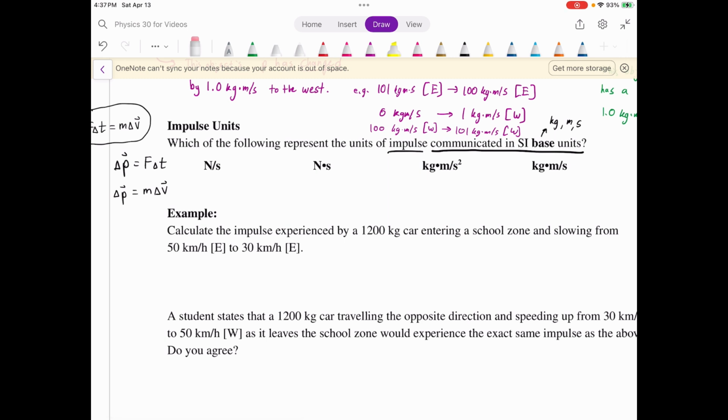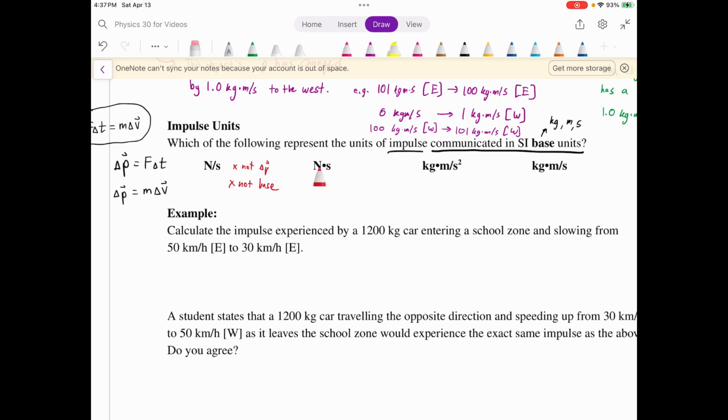So taking a look here, newtons per second, newtons divided by seconds. Well, hang on a sec. That's not what we would get for impulse, right? We don't divide forces by times to get an impulse. So this actually fails both. This is not impulse. It's not base units either, right? It's using newtons. Those are a derived unit. That's not in terms of kilograms, meters, or seconds.